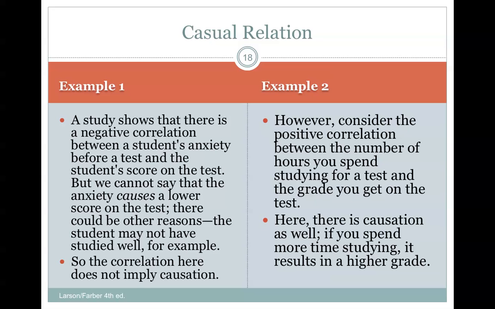So first, some examples of causal relations. Example 1: a study shows that there is a negative correlation between a student's anxiety before a test and the student's score on the test. But we cannot say that the anxiety causes a lower score on the test. There could be other reasons. The student may not have studied well or any other thing. So this correlation here does not imply causation.